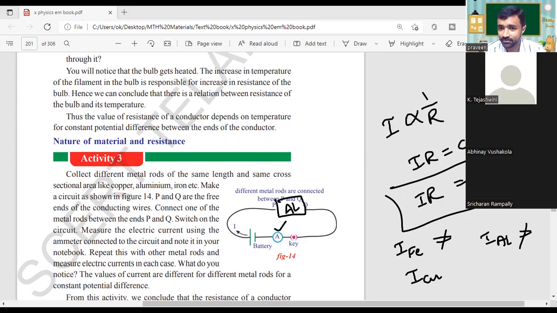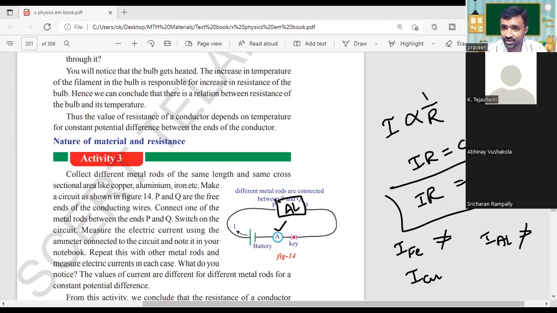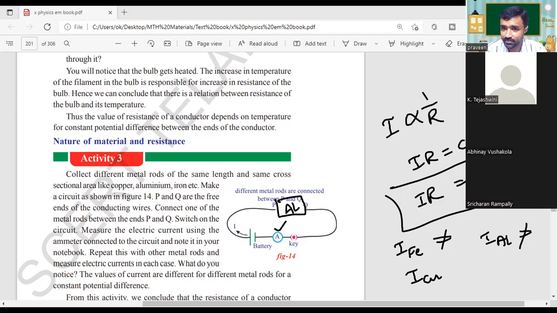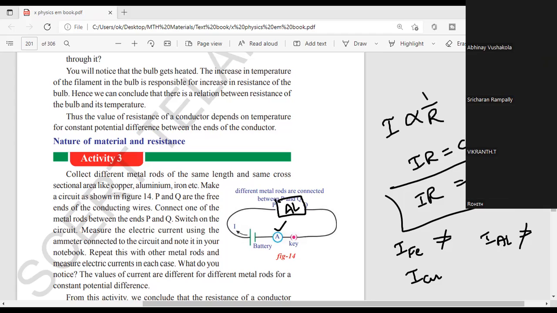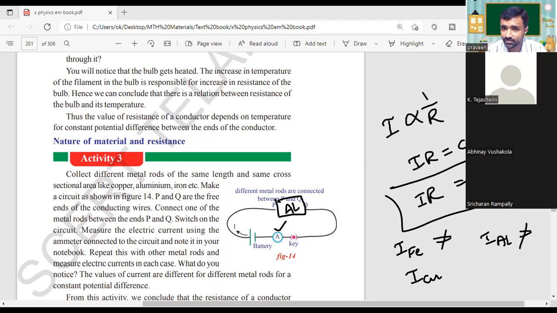Can anybody answer me? Why am I getting different current values here? What may be the reason? Can you guess the reason here? Anyone? Abhinay, Richaran, Vikrant, Rohit. No one is able to answer here.